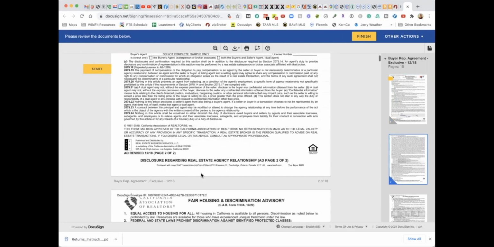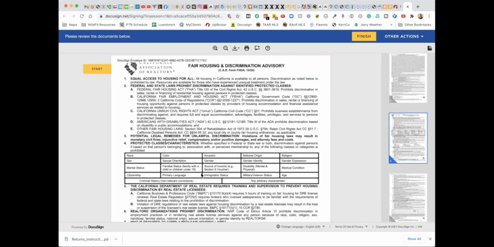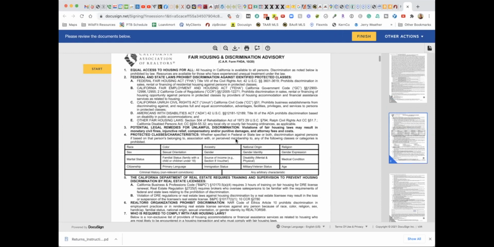Second page is just the civil code that explains all of the requirements for the agency declaration. And we have a new document just this year that just came out in October for the Fair Housing and Discrimination Advisory. Obviously, we're not going to do any discrimination on race, color, ancestry, national origin, religion, sex, sexual orientation, gender, gender identity, gender expression, marital status, familial status, source of income, disability, whether mental or physical, medical conditions, citizenship, primary language, immigration status, military or veteran status, age, criminal history, and any arbitrary characteristics.